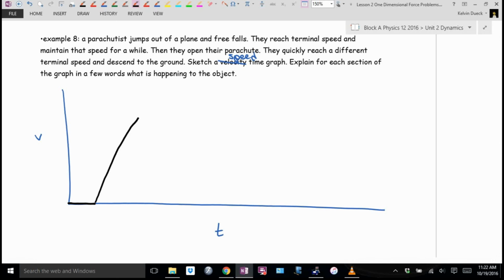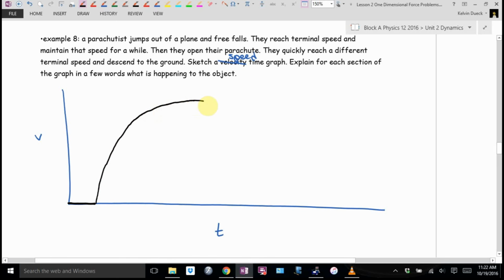What would it look like? I think as I get faster, air resistance gets bigger, and so acceleration gets smaller. I think I accelerate at my maximum initially, but as I speed up, I kind of level off slowly. Remember, the slope of a speed versus time graph is acceleration. And so here, I'm accelerating less fast. Here, I'm accelerating faster. Here, I'm accelerating at 0. I'm at a constant speed. Is that okay?